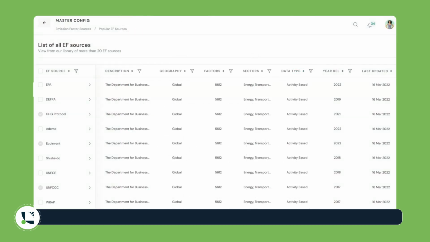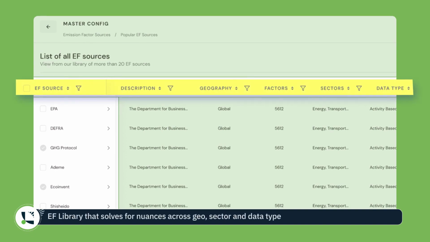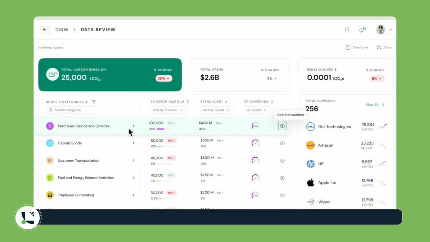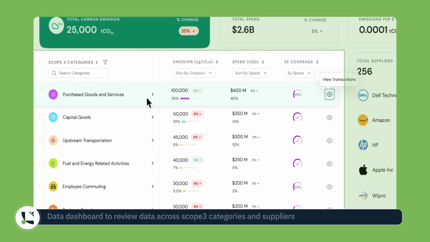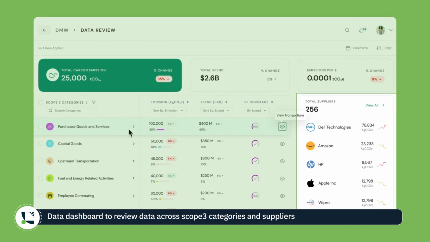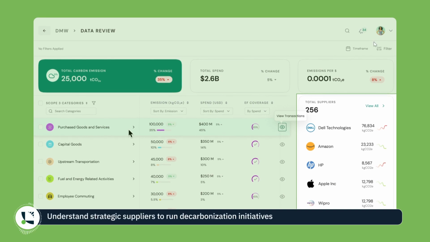Users can select the most appropriate emissions factor datasets based on geography, sectors, source names, etc., and apply that to a GHG category. Once the emission is calculated, the data can be reviewed with a helpful drill down. Users can drill down the data by several parameters. They can view by scope, spend categories, and by suppliers. This helps organizations understand strategic suppliers and sets them on a journey to decarbonize their supply chain.